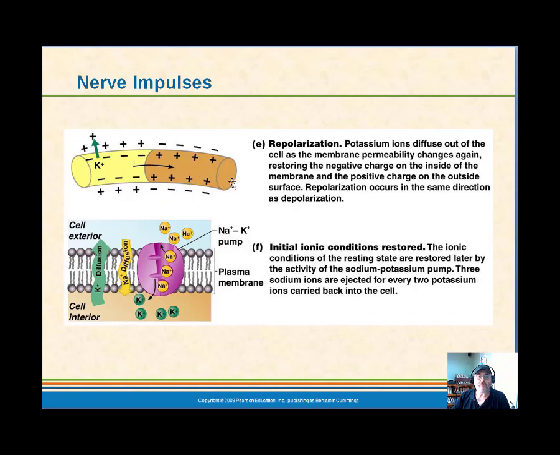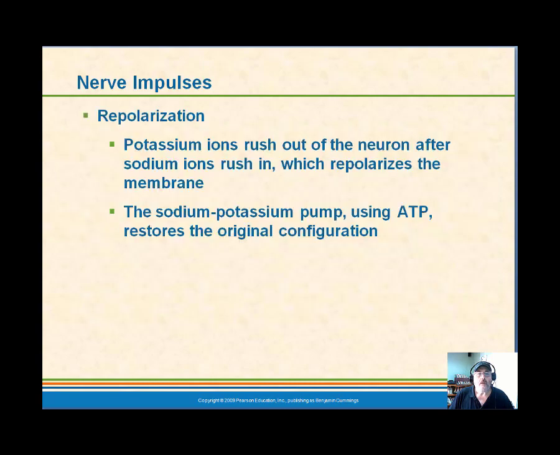And so as it gets further down, this area up here recharges and is ready once again to send a signal. That does mean that you cannot send a signal immediately after a signal has been sent. There is something called a refractory period where we have to repolarize the nerve. Again, repolarization: potassium ions rush out of the neuron after the sodium has moved in, which repolarizes the membrane briefly, and then the sodium-potassium pumps using ATP restore the original configuration.